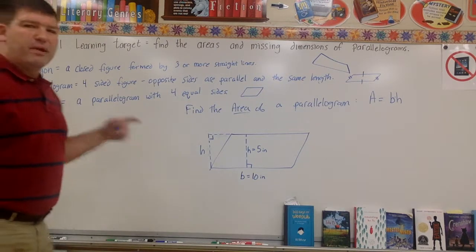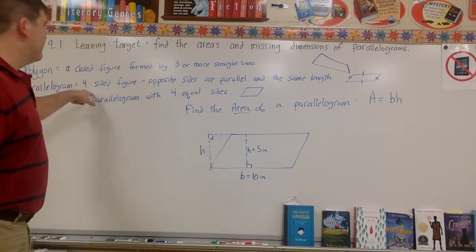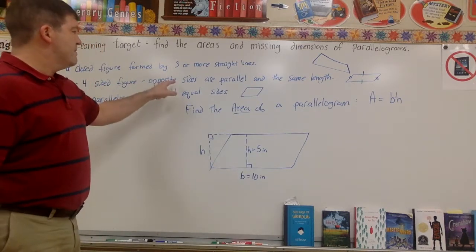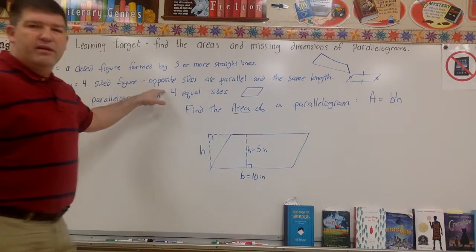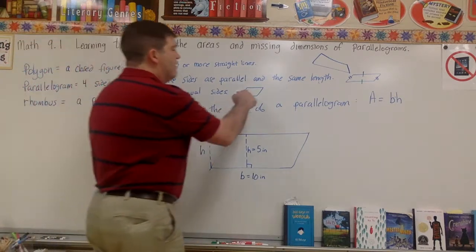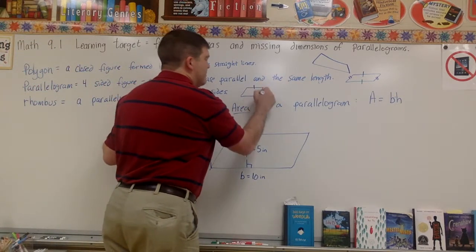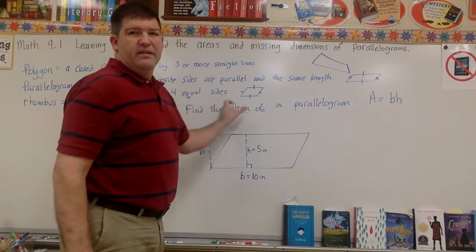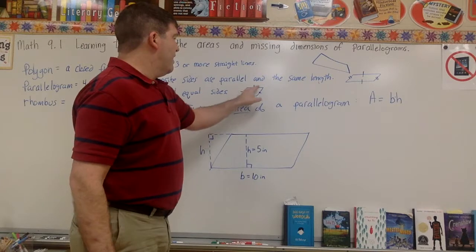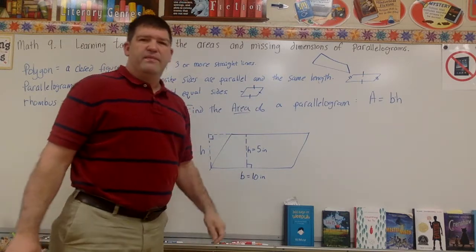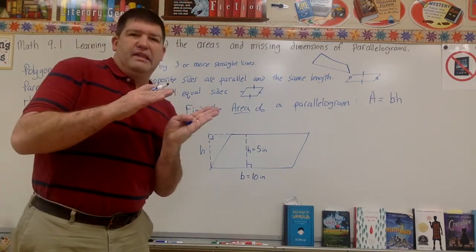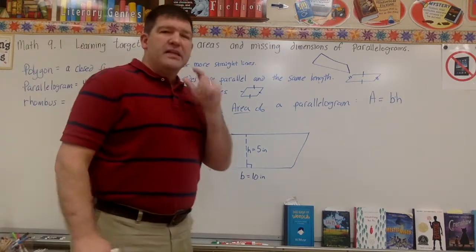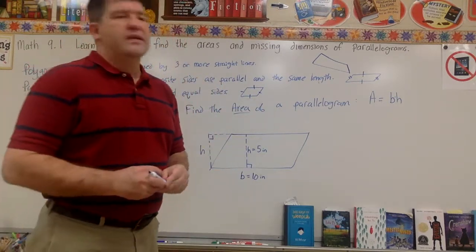And then a rhombus. A rhombus is a parallelogram. It's a four-sided figure. But the difference with a rhombus and a parallelogram is with a rhombus, they're all the same length. These two are parallel, and these two are parallel, but everything is the same length. It's kind of like a square that's leaning. All right, let's stick with parallelogram.